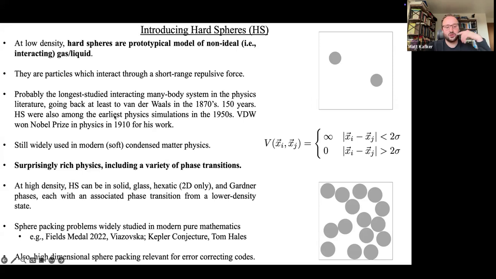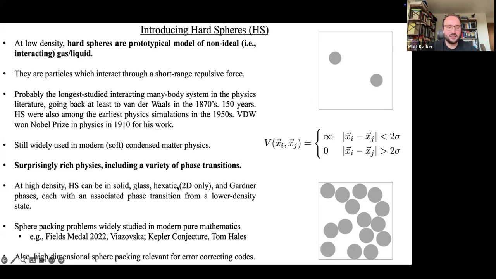They were also crucial in the early history of computational physics. There were simulations done by Alder and Wainwright in the 1950s of hard spheres in 2D and 3D, and van der Waals won the 1910 Nobel Prize for his work. This might be sort of a laughably simplistic model, so it might be surprising for those of you who don't know about this that this is still widely used in modern condensed matter physics, primarily what people would call soft condensed matter physics as opposed to hard condensed matter physics. There's a lot of surprisingly rich physics to this system, primarily in the sense that it undergoes a variety of phase transitions under different circumstances.